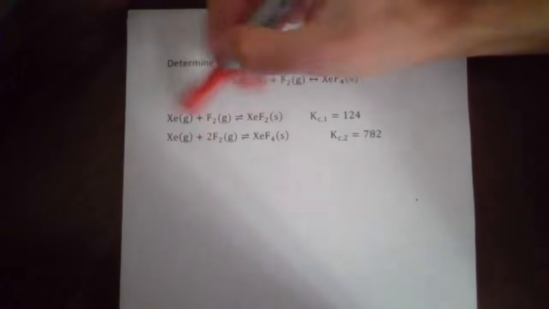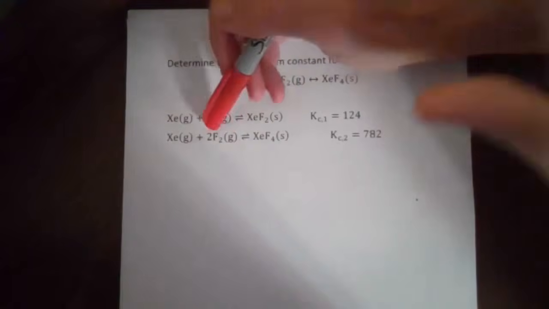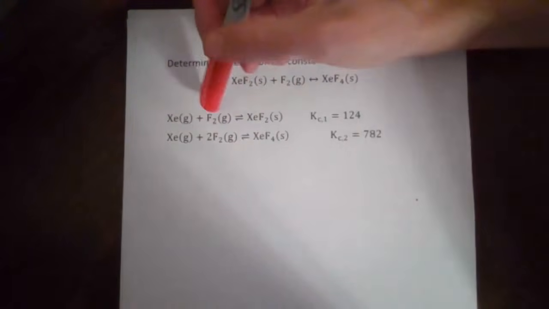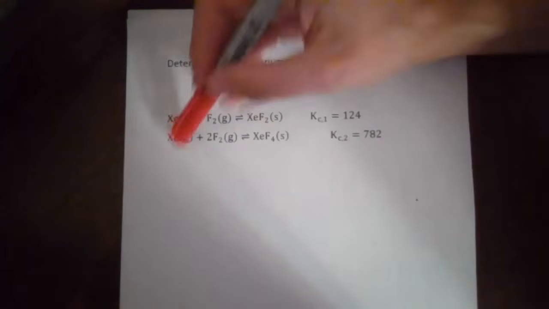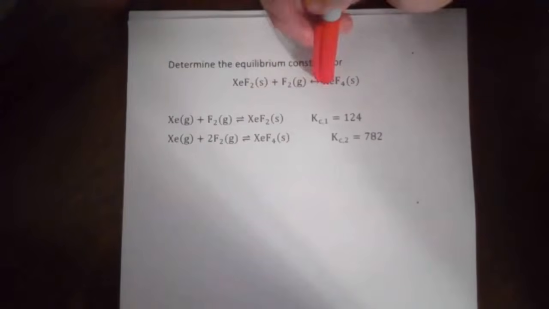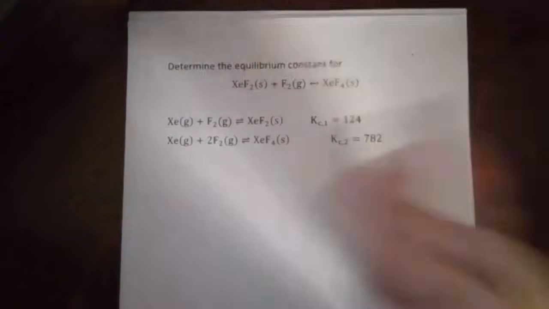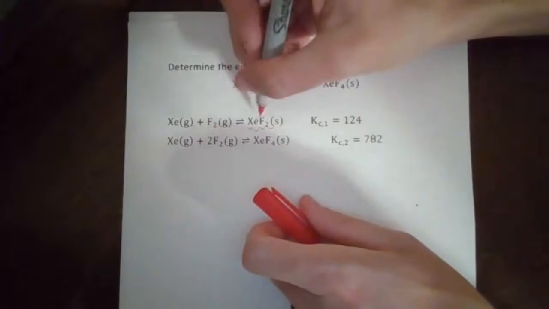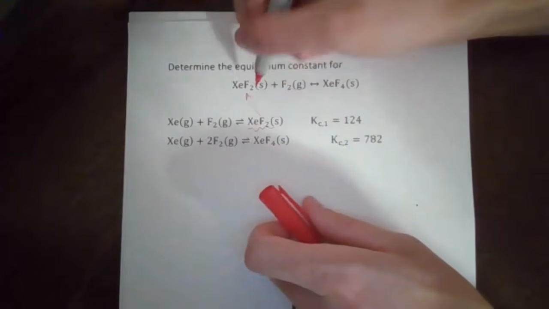Xenon and fluorine, the elements, show up in both of these. They're probably going to cancel out, is what that means. Xenon as an element doesn't even show up in the target, so that's not going to be useful. But the xenon difluoride that we have right here, this needs to be a reactant.